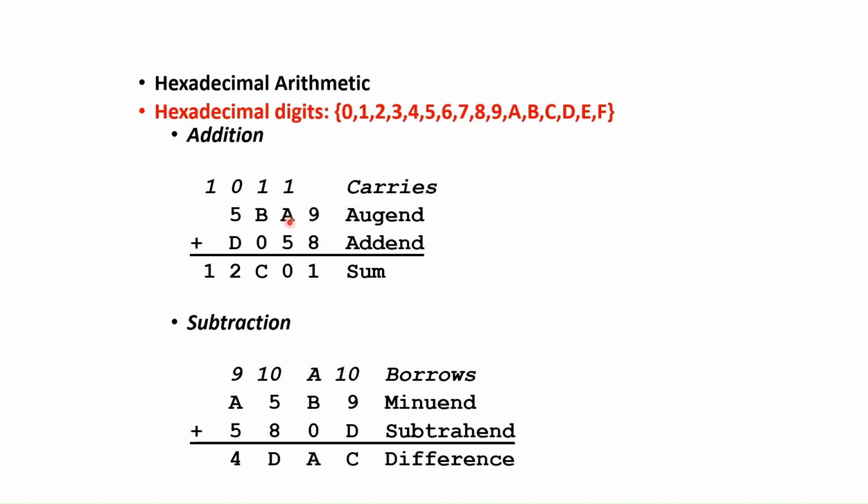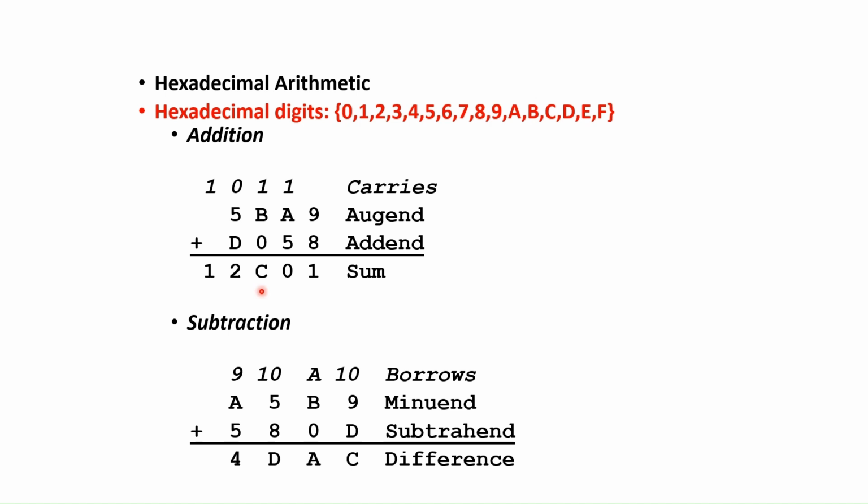Now A is equivalent to 10. 10 plus 1 is 11. 11 plus 5 is 16. So 16 in hexadecimal is 1, 0, 0 here. So B is 11, plus 1 is 12. 12 is equivalent to C.